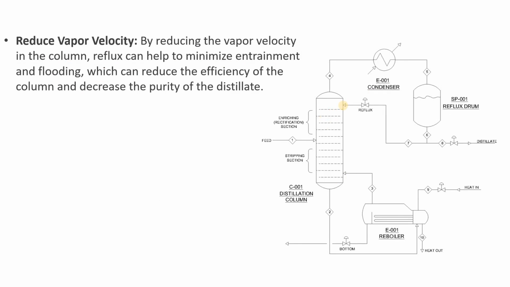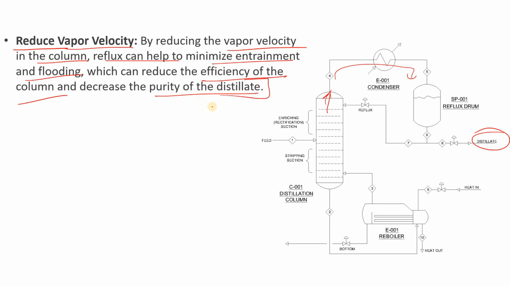Now, the next advantage of adding the reflux is that it reduces the vapor velocity. This point is also very, very important. By reducing the vapor velocity in the column, the reflux can help to minimize the entrainment. Entrainment means your liquid is carrying over and it will go up here. When the liquid goes up here, the purity will not be maintained. As well as it minimizes the flooding, which can reduce the efficiency of the column and decrease the purity of the distillate. Are you getting my point what I want to say?